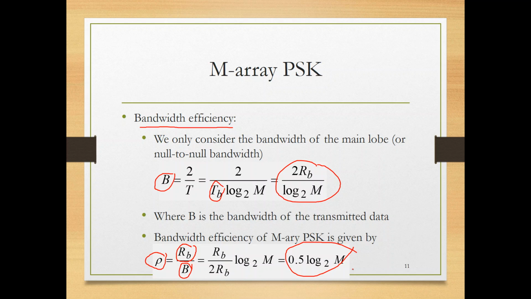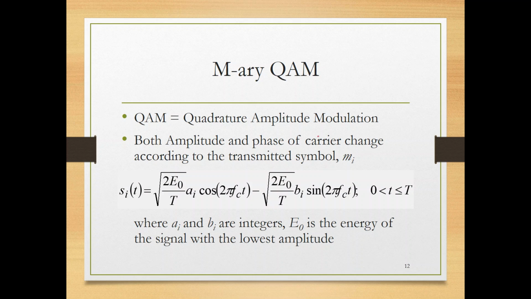But what's more interesting is to make hybrid modulation schemes, exploiting the amplitude and phase together to send more data bits. How to do that? We can achieve that by using a modulation scheme called M-ary quadrature amplitude modulation. This QAM stands for Quadrature Amplitude Modulation. You change the amplitude and phase of the signal simultaneously. Both amplitude and phase of the carrier change according to the transmitted symbol Mi.